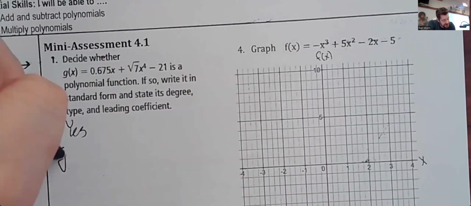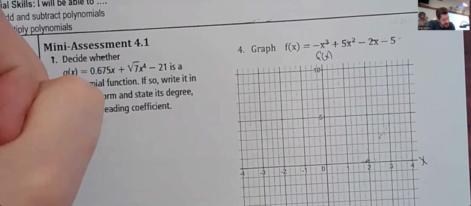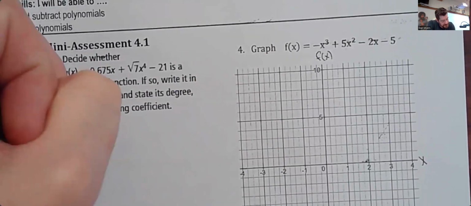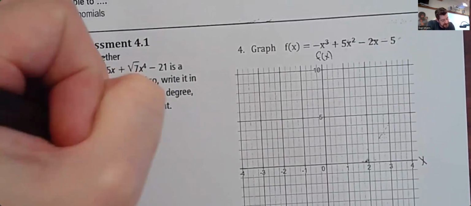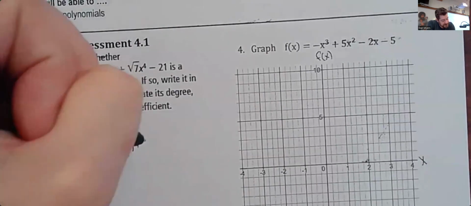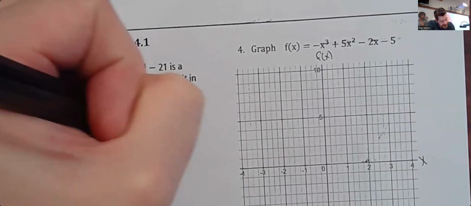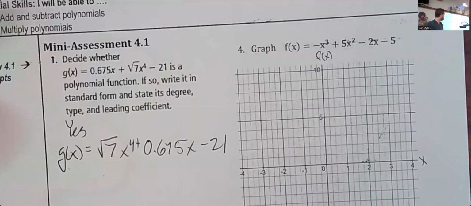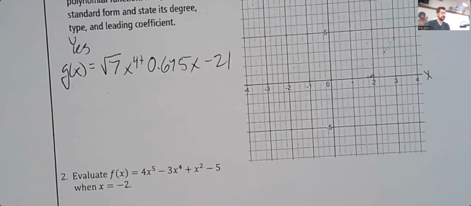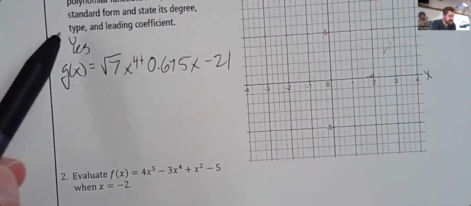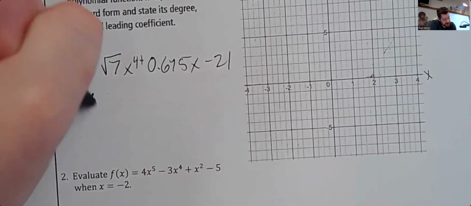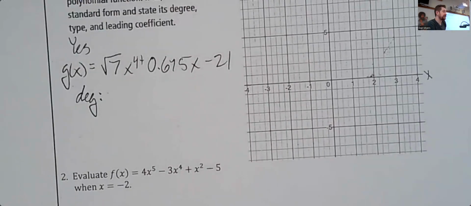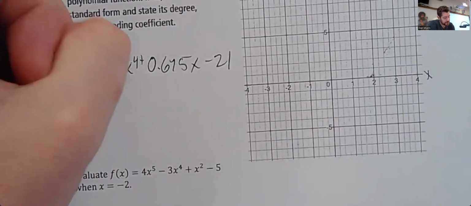And then we're going to say g of x. We're going to write this in standard form, so we have to go with the highest exponent first. That would be the square root of 7 times x to the power of 4 plus 0.675x minus 21. State its degree. The degree is the highest single exponent, which is 4. So it's a degree of 4.